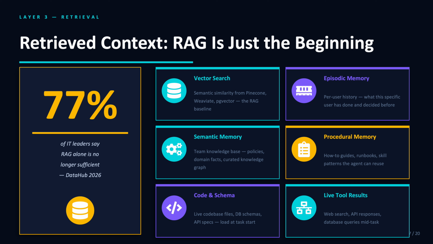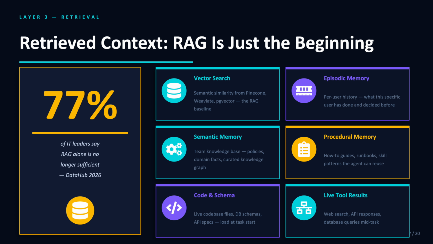Semantic memory. Your team's curated knowledge base. Policies, domain facts, the things that don't change per request, but that every agent needs to operate correctly in your domain. Procedural memory. How-to knowledge. Runbooks, skill patterns, standard operating procedures. The things the agent can reach for and reuse, rather than rederiving from scratch each time.